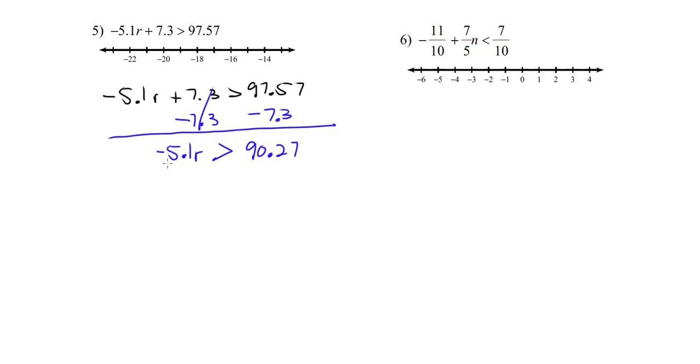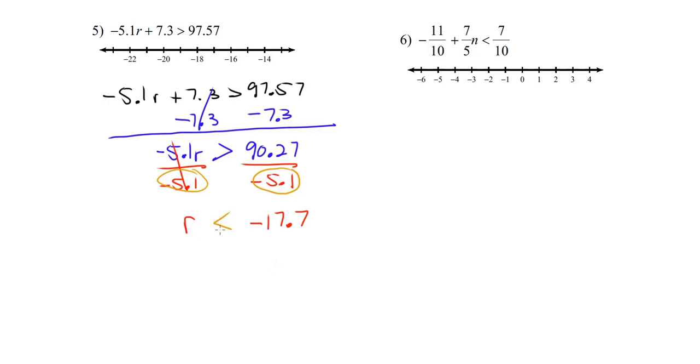Next step, we need to undo multiplication by negative 5.1. So we need to divide both sides by negative 5.1. On the left, these cancel out, and on the right, 90.27 divided by negative 5.1 is negative 17.7. And once again, since we had to divide by this negative 5.1, this greater than switches to a less than. So r is less than negative 17.7.